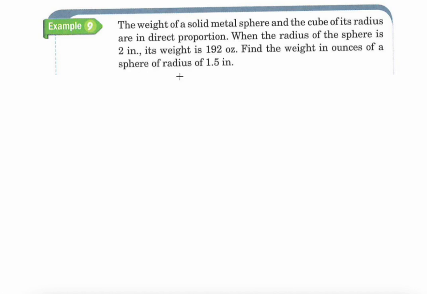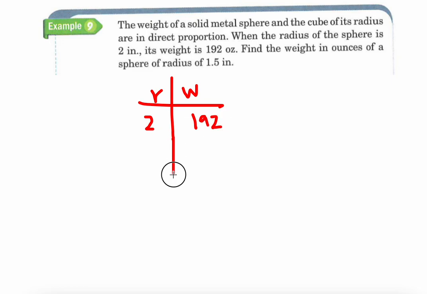Okay, so we are talking about radius and we're talking about weight. So let me make a table. When the radius of the sphere is 2 inches, the weight is 192 ounces. Find the weight, so we don't know this, in ounces of a sphere of radius 1.5 inches. Okay, both in inches, both in ounces.